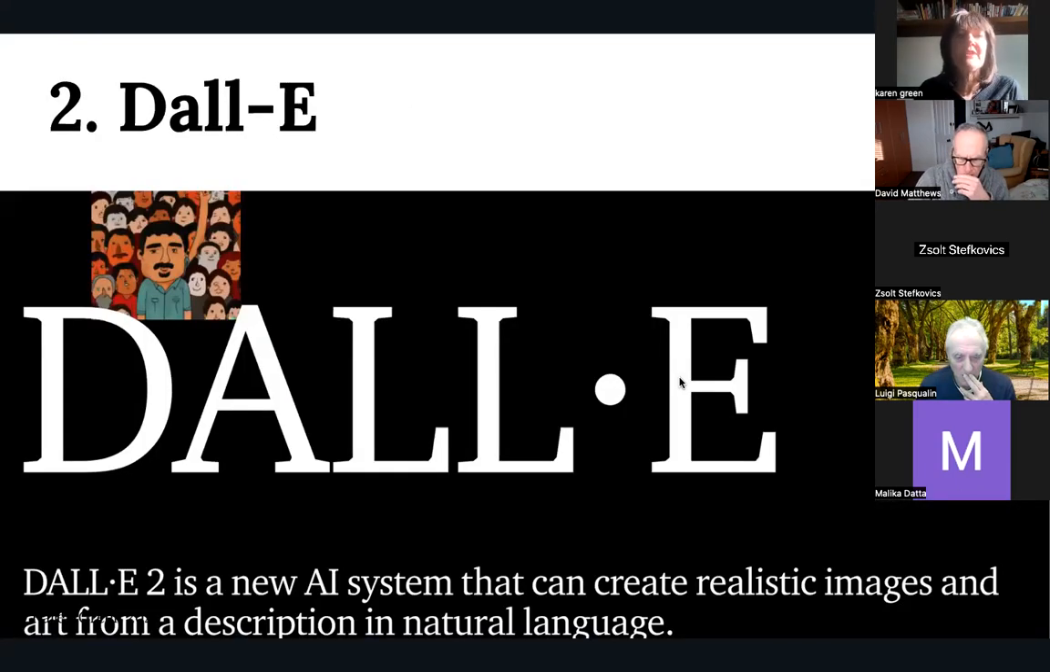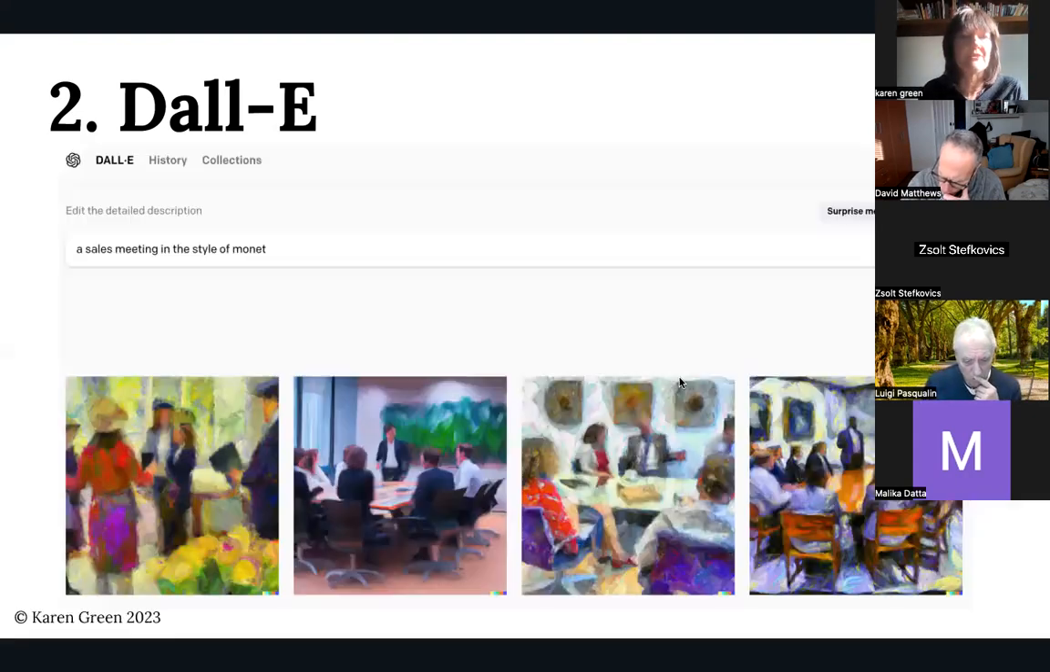DALL-E is something else. So I'm going to move on to drawing things. DALL-E, I think, is a relative of ChatGPT. I think they're part of the same family. Basically what this does is draw you pictures. I haven't really used it very much, although I suspect I probably will. So this is what I played with a couple of days ago.